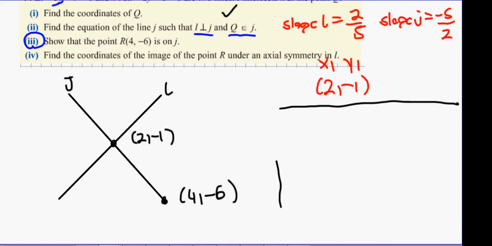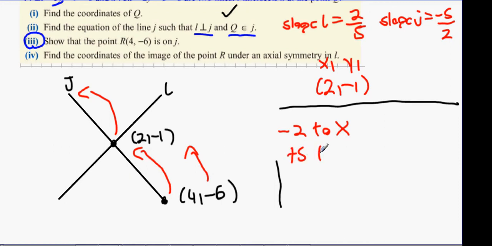So all I have to figure out is, how do I turn this point into this point and then move it the same distance to your side? So look at this. 4 turns into a 2. So the rule is minus 2 to x. This is called a translation. Minus 6 to minus 1 is plus 5 to y.